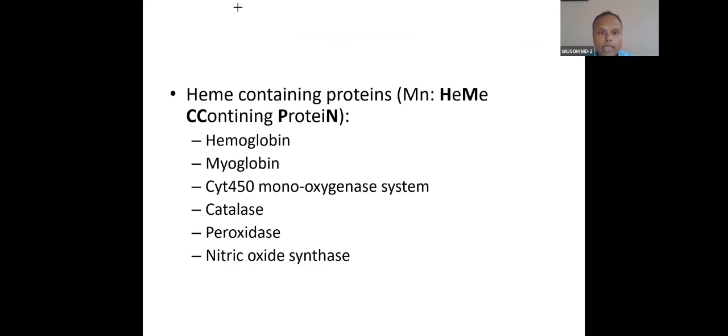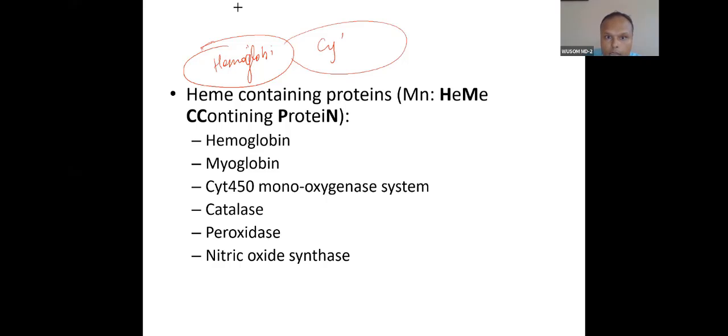Now, as I have told you, there are three groups of heme protein. First is hemoglobin, second is heme from hemoglobin, and third is the cytochrome P450 system, and hemoprotein. So you can see here, hemoglobin and myoglobin you can put together.